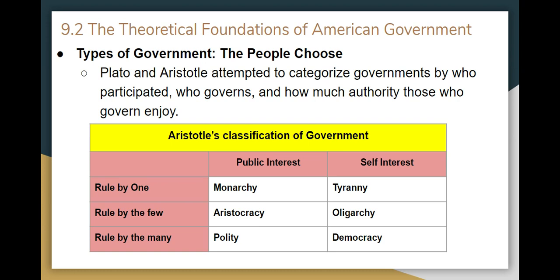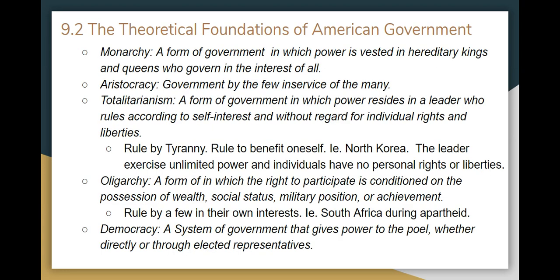Rule by many for the public interest was a polity, and rule by many for self-interest was a democracy. A monarchy in general is a form of government in which power is vested in hereditary kings and queens who govern in the interest of all. An aristocracy is a government by few in service of the many.